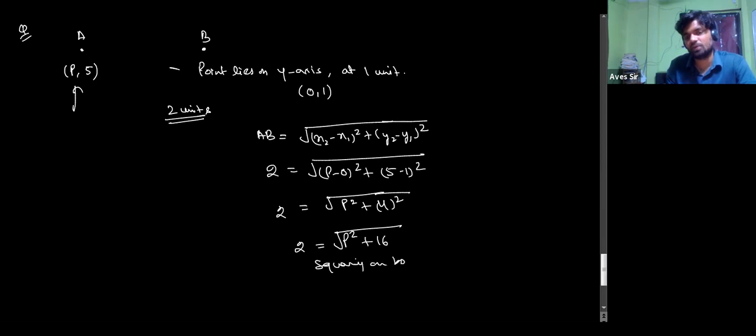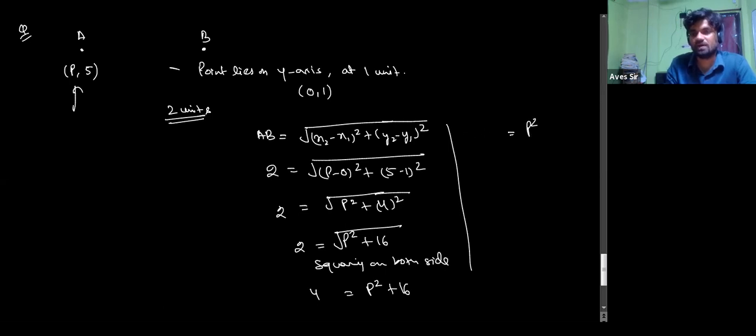Squaring on both sides, you will be able to write here that 4 is equal to p square plus 16. Now this 16 will go to that side and p square is equal to 4 minus 16. So that will be p square is equal to, you can write here, 4 minus 16, so that will be minus 12.